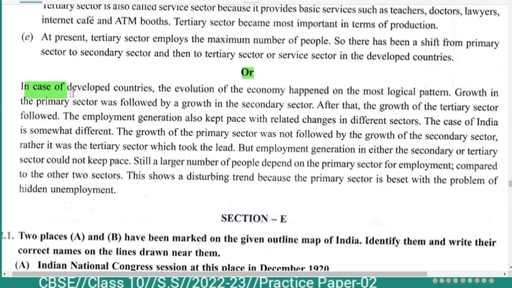The case of India is somewhat different. The growth of the primary sector was not followed by the growth of the secondary sector. Rather, it was the tertiary sector which took the lead. But employment generation in either the secondary or the tertiary sector could not keep pace. Still, a larger number of people depend on the primary sector for employment compared to the other two sectors. This shows a disturbing trend because the primary sector is beset with the problem of hidden unemployment.